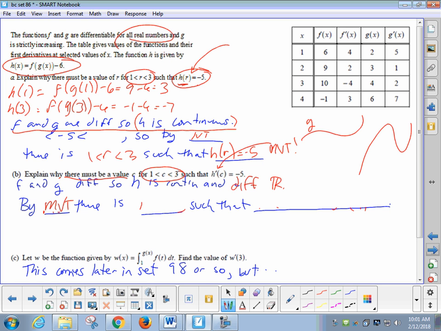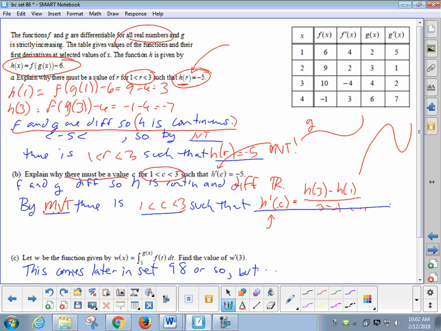In this case, they're talking a C. So you'd say there's a C between 1 and 3 such that H prime at C. Now you can't just say, hey, I plan it to be negative 5. You then have to show the mean value theorem part of it, which is to say the instantaneous rate of change is equal to the average rate of change. You need to show this calculation and pray that it comes out to be negative 5, so it makes sense.